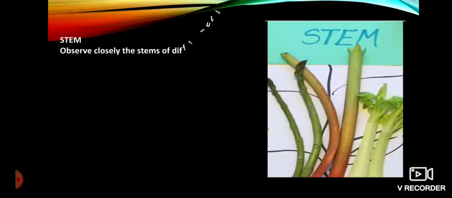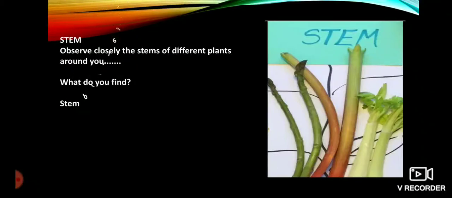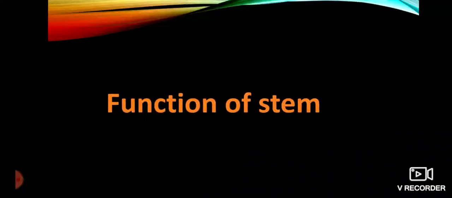Observe closely the stems of different plants around you. What do you find? Yes, you can see that stem bear leaf, branches, buds, flowers and fruits. And do you know what is the function of stem? Yes, to transport water and minerals to other parts of the plant. Let us prove it through an activity.